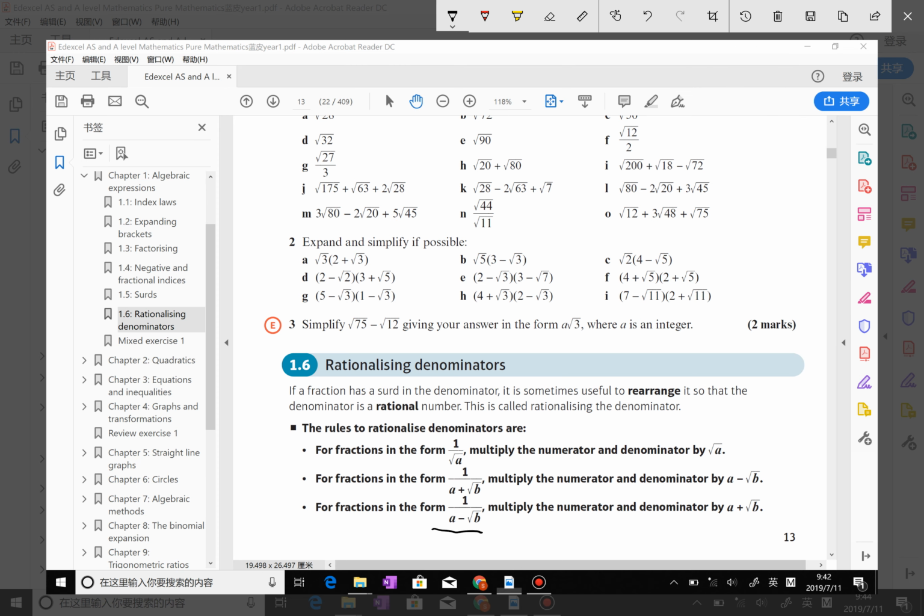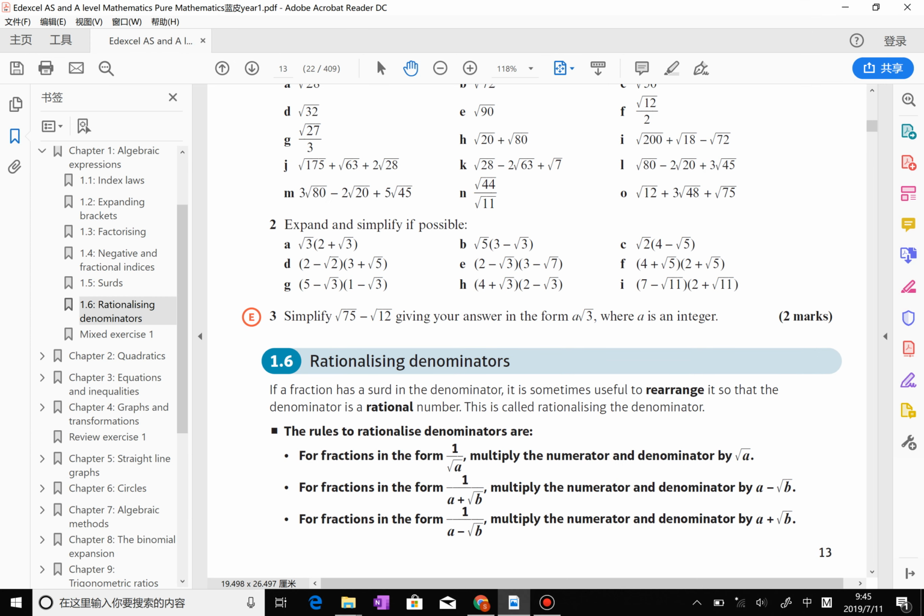And for the last form, if we have 1 over a minus square root b, how do you make the denominator a rational number? You multiply by a plus square root b in the numerator and denominator at the same time to keep the fraction. So this is a squared minus b, and then a plus square root b. Okay, so we make the denominator a rational number. Since we have already learned how to do this, let's look at the real math problems.